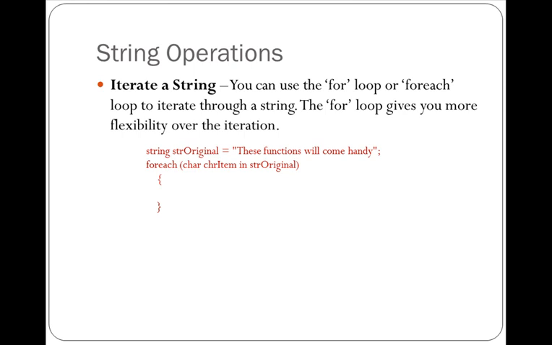Well, first of all, you need to remember that a string is nothing more than an array or collection of characters. It is zero-based, just like arrays are. So because of that, you can use either the for loop or the for each loop. In this example, I'm using the for each. I'm looking for every character, and I'm going to use the name CHR item in my code to reference that character for every character in the string original. I can then do something inside of my code for that. So it's iterating through a string.